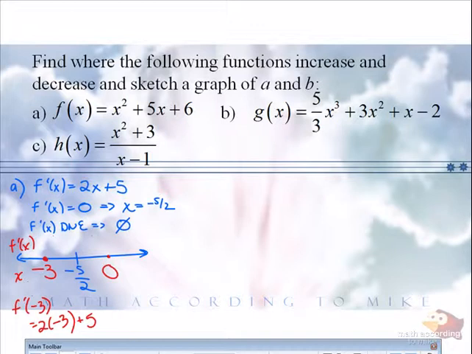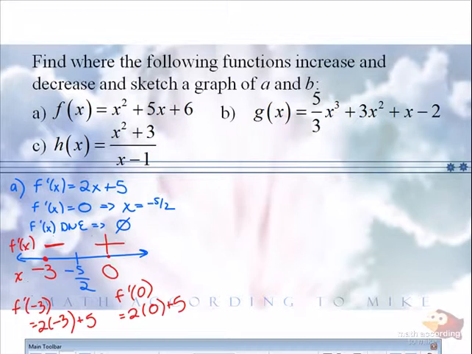And we'll do the same thing for 0. So what is 2 times 0 plus 5? 5, which is positive. So step 1, find your critical numbers. Step 2, draw a number line with your critical numbers. Step 3, pick some test numbers and determine their sign by plugging those numbers into the derivative.